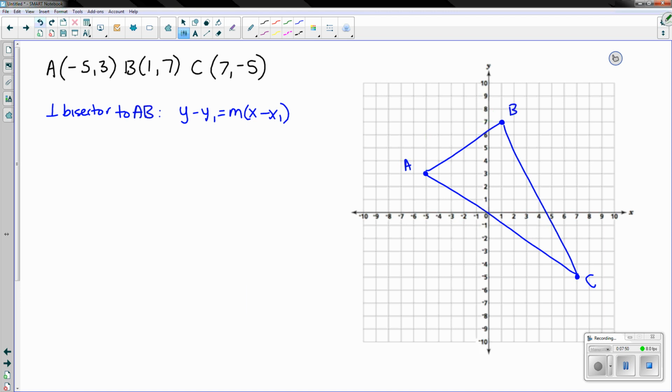So +2/3. We could also calculate it as the change in y over the change in x, as a reminder, if we want to calculate this algebraically or through computation. So just to verify that that's true, this is for AB again, so 7 minus 3 over 1 minus a -5. We're going to get 4 over 6, which is 2 over 3. So the slope from A to B is 2/3.